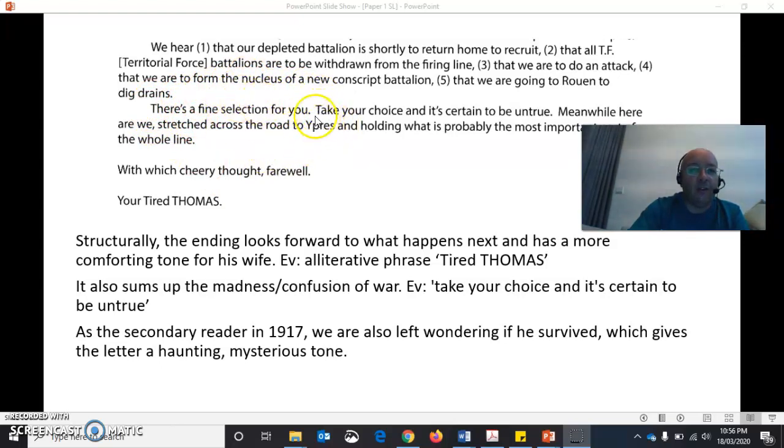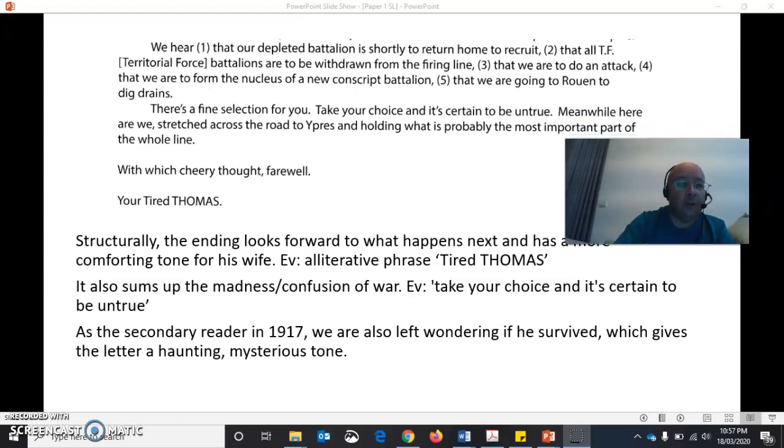And this interesting phrase here, this kind of paradox almost: take your choice, and it's certain to be untrue. This maybe hints at the madness of war, the confusion of war, and certainly changes the tone to a more philosophical feeling. And the end here, the alliterative phrase "tired Thomas" again brings it back to an informal, comforting tone to leave the wife with, a cheery thought as he's tried to explain what's happening.